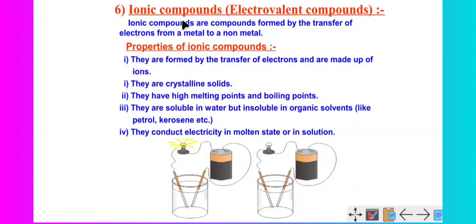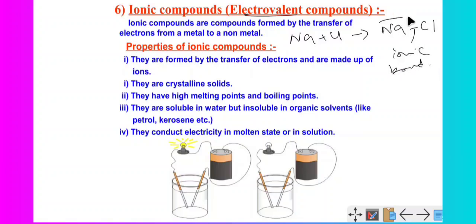Ionic compounds are also called electrovalent compounds. Ionic compounds are compounds formed by the transfer of electrons from a metal to a non-metal. If there is a combination of metal plus non-metal, as in Na bond Cl, this bond is called an ionic bond, and the compounds formed are called electrovalent or ionic compounds.